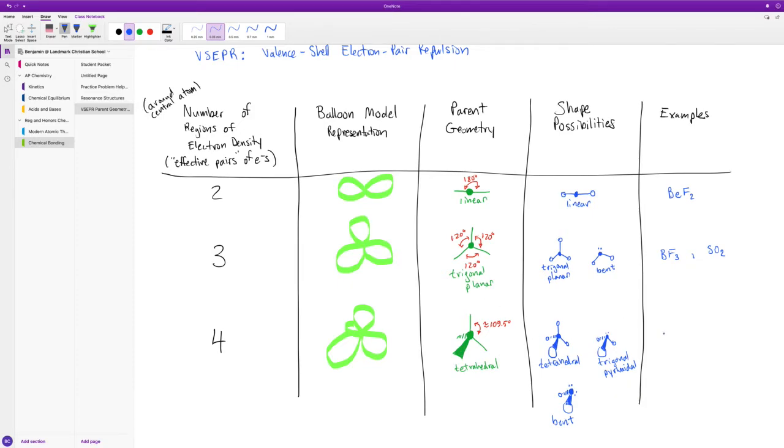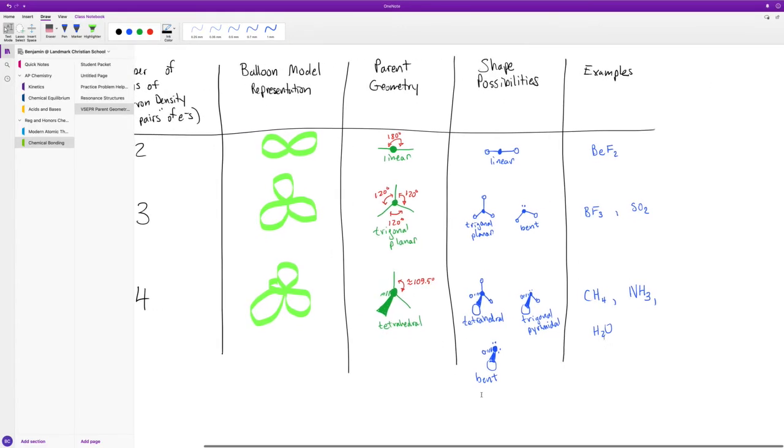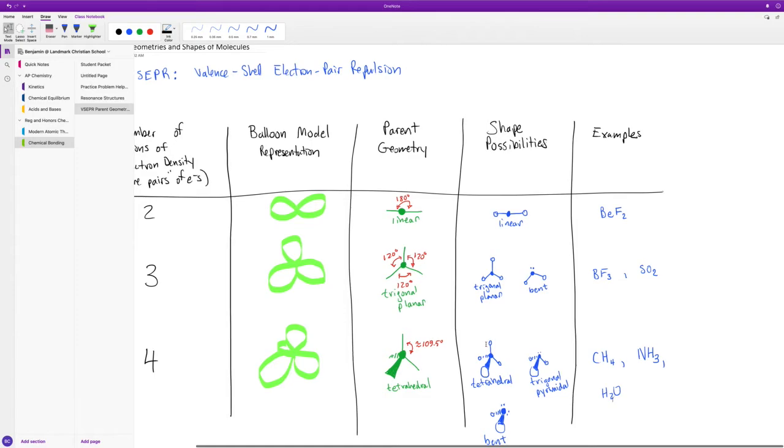An example of a tetrahedral molecule is the methane molecule, CH4. Ammonia is an example of a trigonal pyramidal molecule, and water is an example of a bent molecule that's bent with tetrahedral parent geometry. Okay, so I've given you these examples, but I want to actually show you how this works out using VSEPR. To use VSEPR, we have to start with a valid Lewis structure.